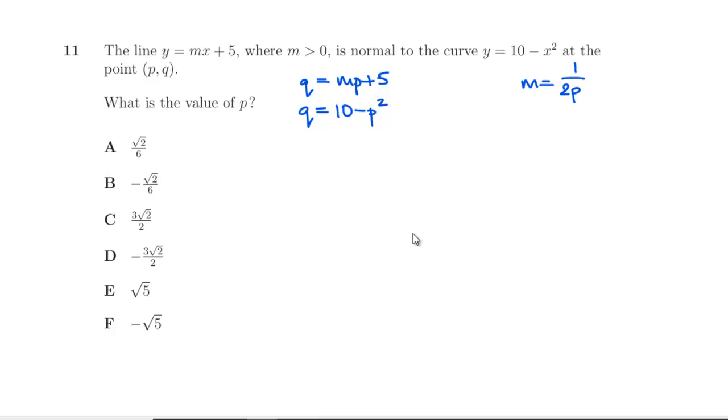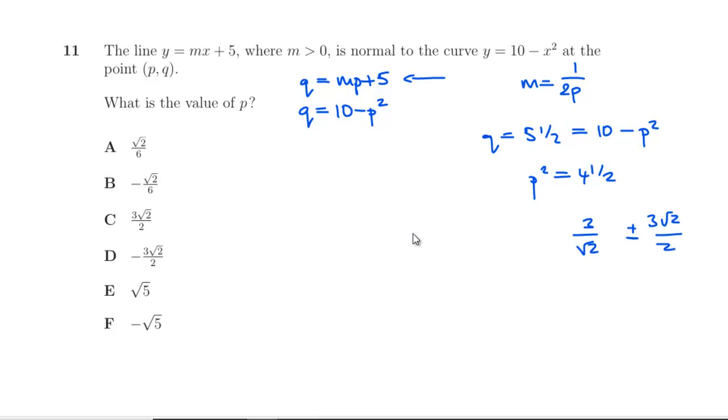Okay. So if I put this in, that drops out really nicely, because I'm just going to get a half plus 5. So Q is 5.5. And then that is equal to 10 minus p squared. So p squared is 4.5, 9 over 2. So root it. So I'm going to have 3 over root 2, or 3 root 2 over 2, plus or minus. But m's greater than 0, so p's greater than 0, so plus. 3 root 2 over 2. Okay.